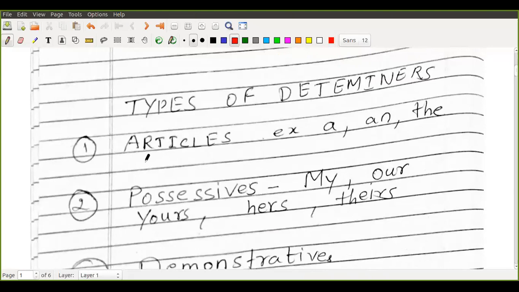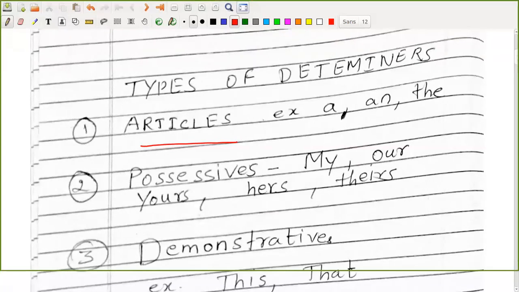First you have the articles. For example, a and an are called indefinite articles, and the is called the definite article.